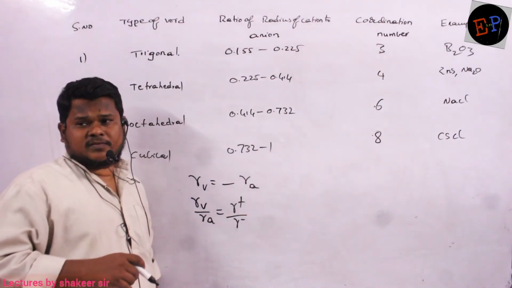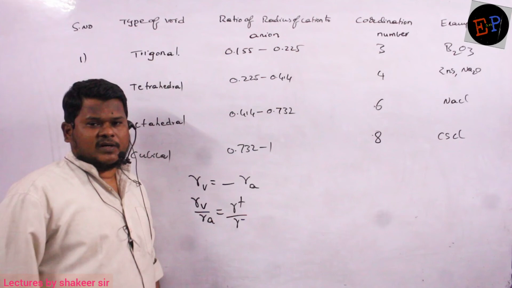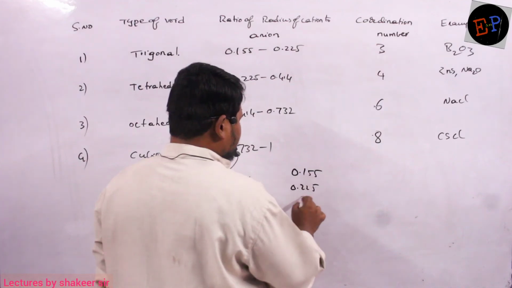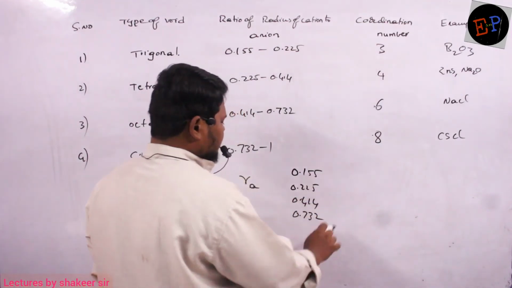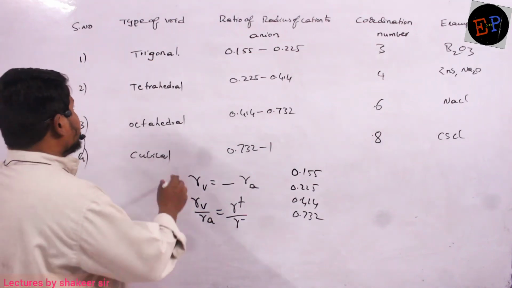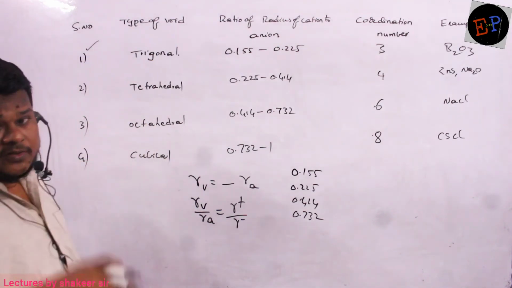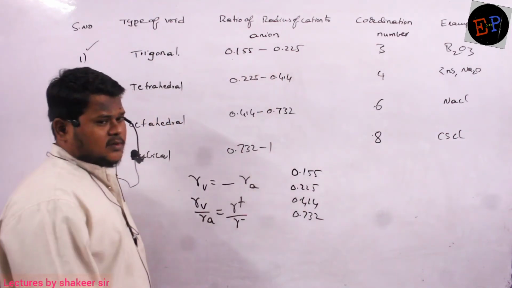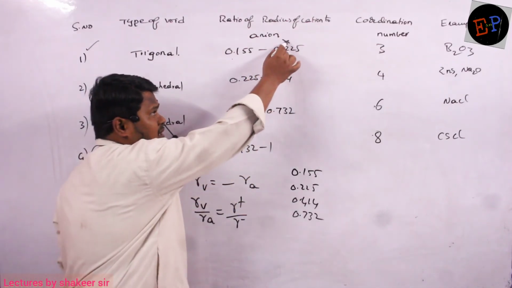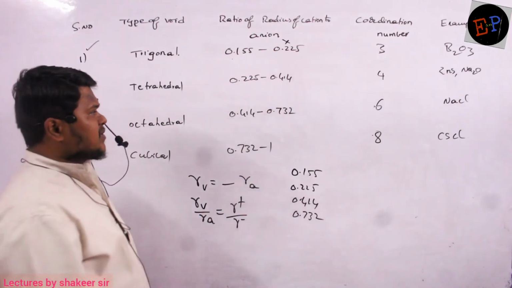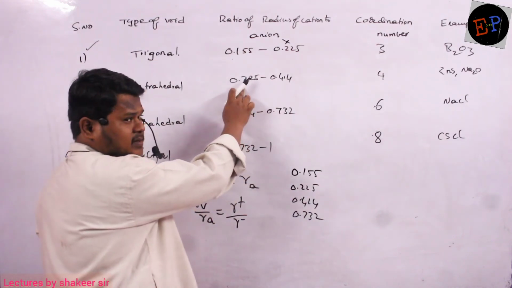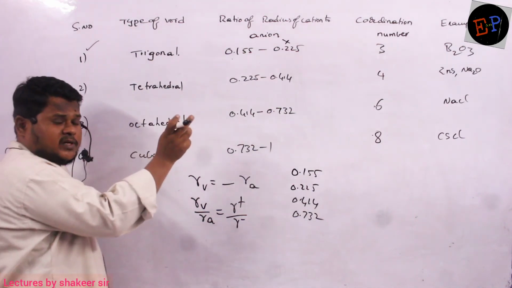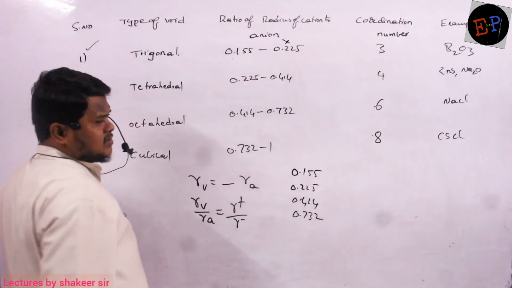So range of values means what? There will be one minimum value, there will be one maximum value also. Yesterday we have written values. What are the values we have written? 0.155, 0.225, 0.414, 0.732. These are the values which we have written. But if you see a trigonal void, then the ratio of the cation to the anion will range from 0.155 to 0.225. But it cannot be less than 0.225 beyond that, because 0.225 is the value related to tetrahedral. So on the tetrahedral void, what can be the ratio of the atom which I can place? 0.225 to 0.414.